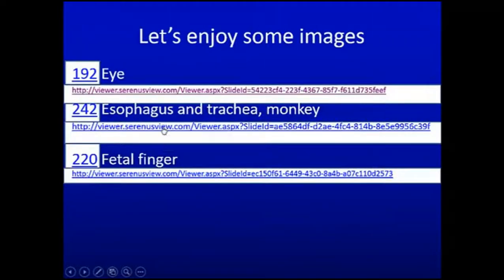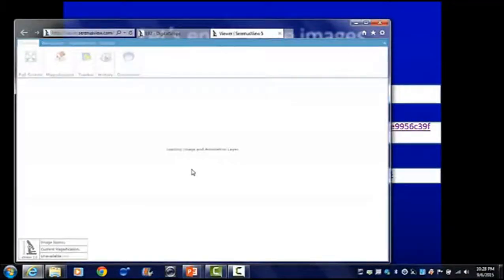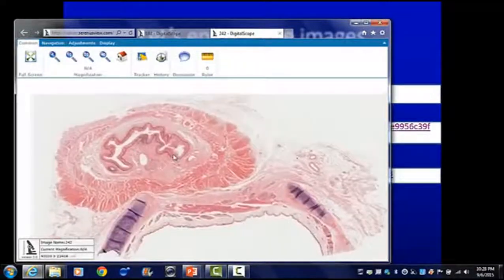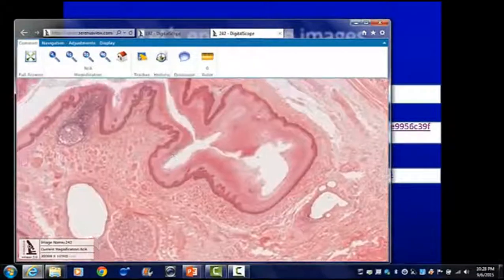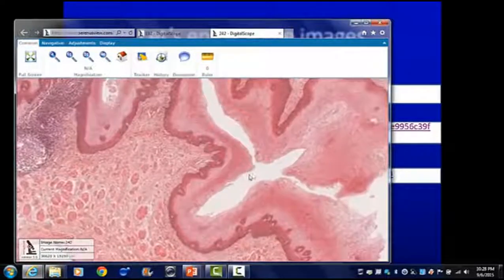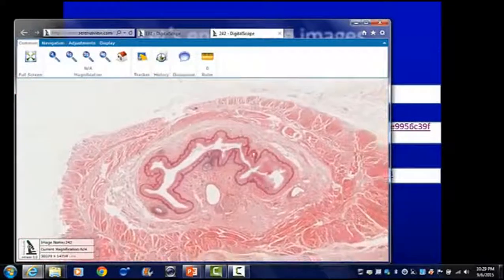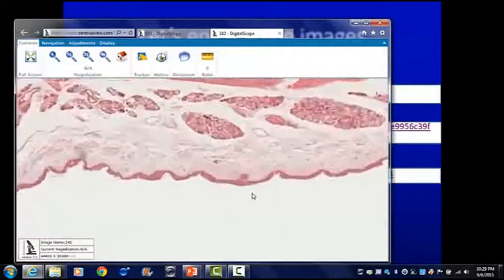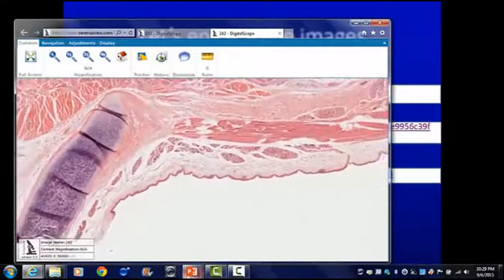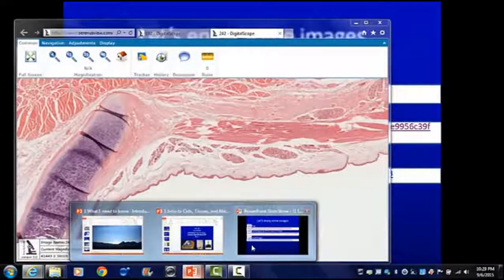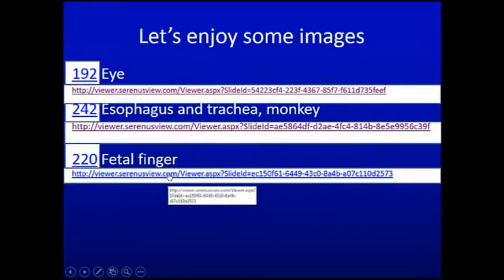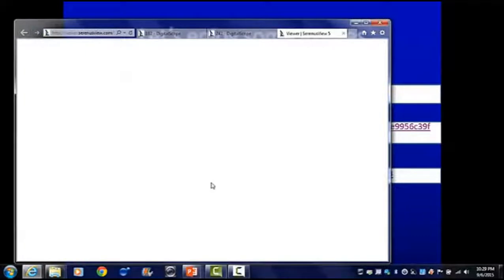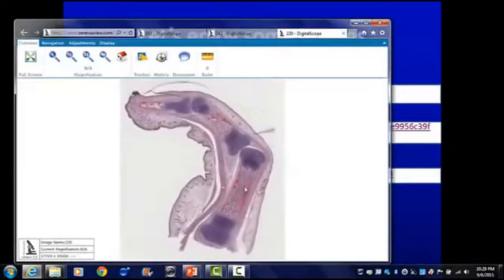And we can look at the esophagus. Take a look at that right quick. Here's the esophagus, and we see stratified squamous epithelium lining the esophagus in through there, and on the outside here we see it lining the trachea as well. So epithelium lines things, and if we look at a little finger, from a little fetal finger, we can see the epithelium lines the outside of the finger.